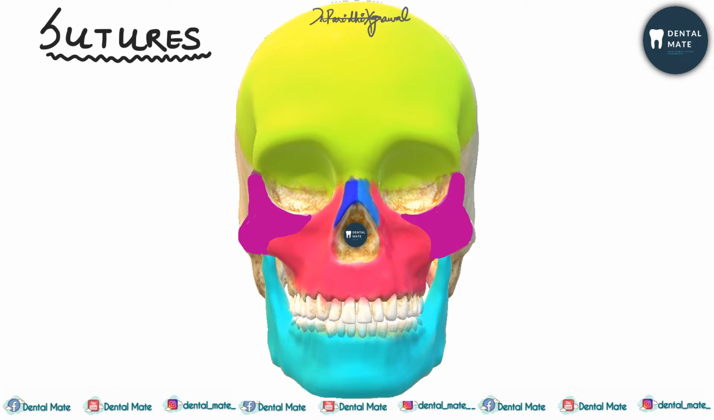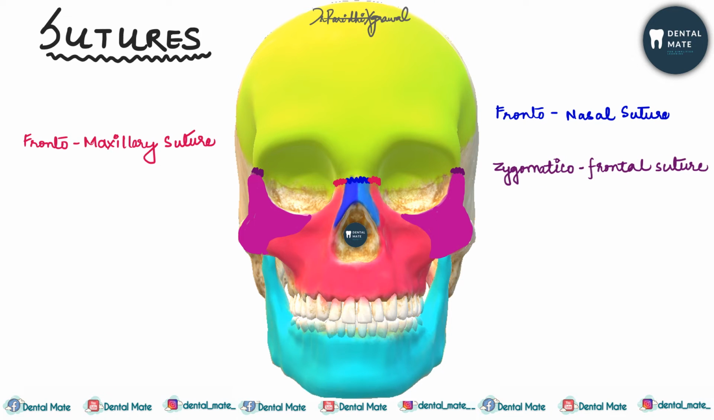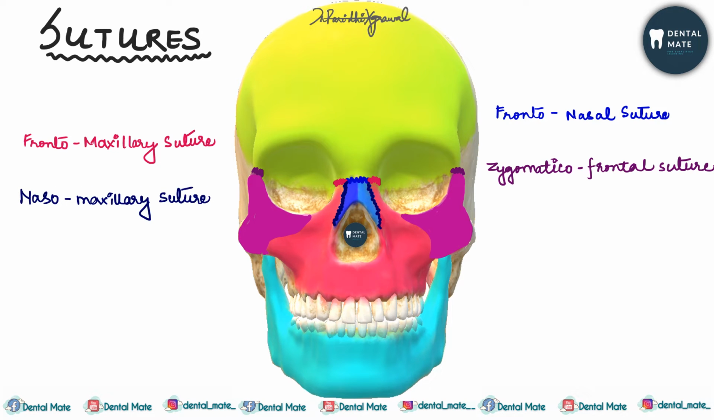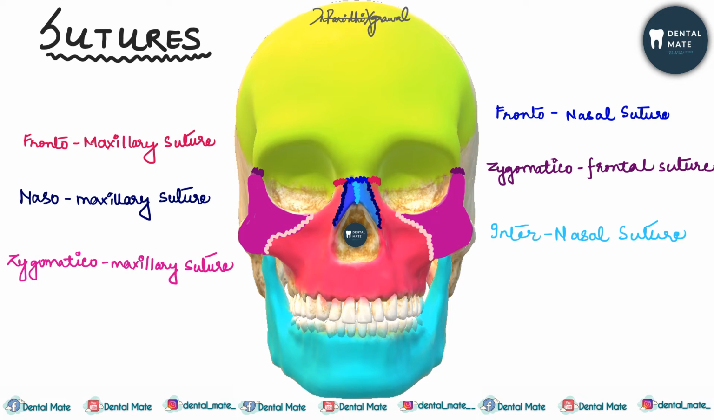After that, if we talk about the sutures, the suture present between the two nasal bones and the frontal bone is the frontonasal suture. Suture present between the two maxillary bones and the frontal bone is the frontomaxillary suture. Suture present between the two zygomatic and the frontal bone is the zygomatico-frontal suture. Suture present between the nasal and the maxillary bone on both sides is the nasomaxillary suture. Suture present between the two nasal bones forming the bridge of the nose is the internasal suture. Suture present between the zygomatic and the maxillary bone on each side is the zygomatico-maxillary suture. Suture present between the two maxillary bones is the intermaxillary suture.